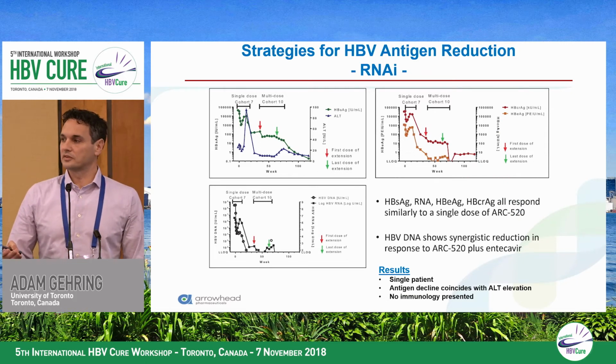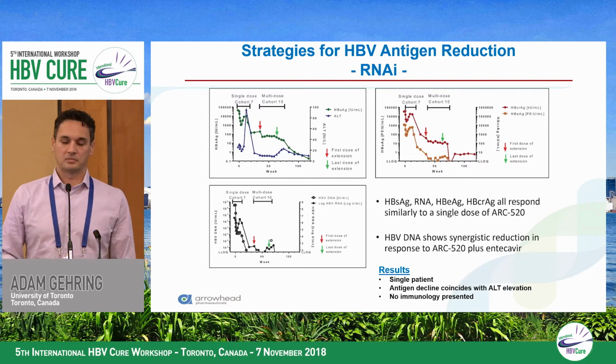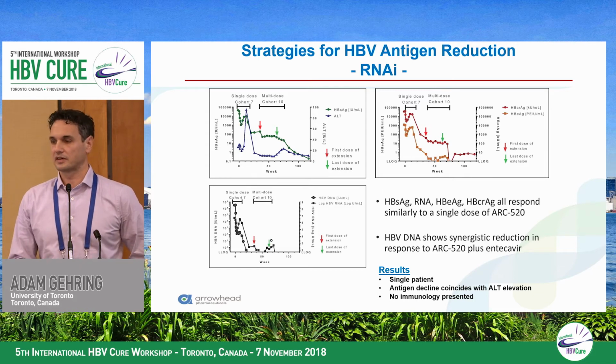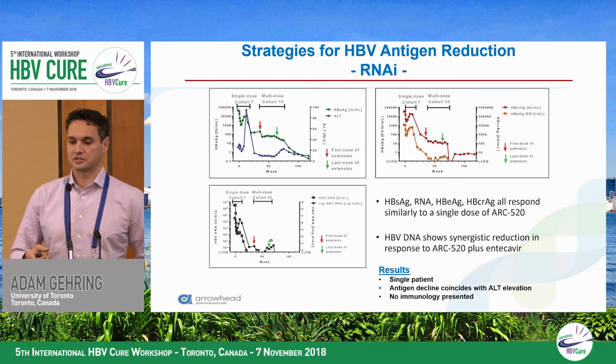So I think we're also all very familiar now with the RNAi drugs that are coming down the pipeline. In this, I'm using some data from Arrowhead as an example here of a patient that they've presented that received ARC-520 and multiple injections of ARC-520. And you can see that in this study, repeated injections of the RNAi led to progressive decline in HBs antigen, HBe antigen, and HBV DNA. So the patient showed a good response.